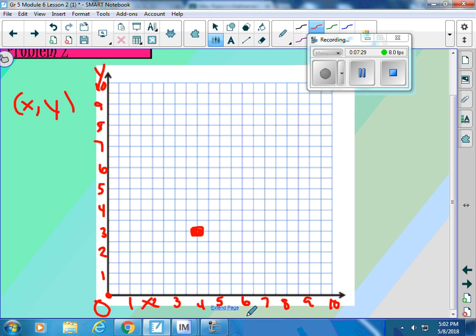So it is over 1, 2, 3, 4. I'm going to get in the elevator first. And then I went up to the 3rd floor. So its location is 4, 3. That's what I would call its location. Okay.